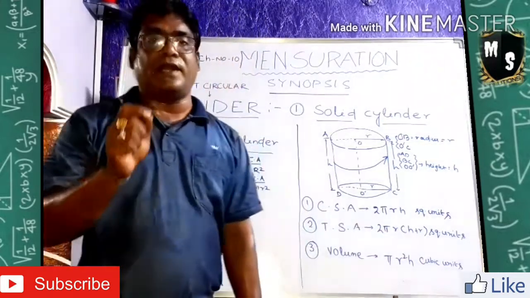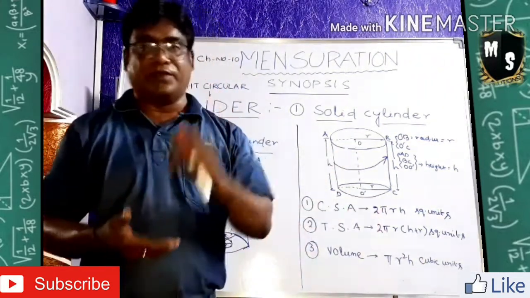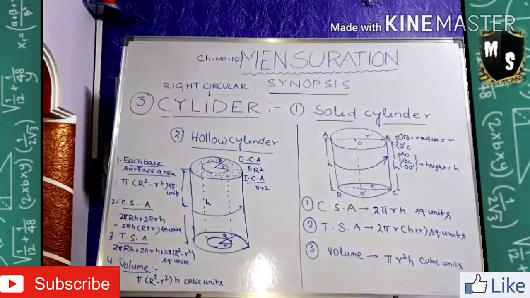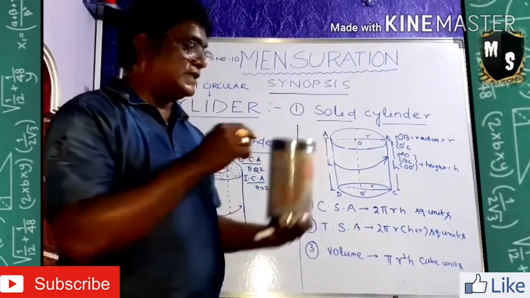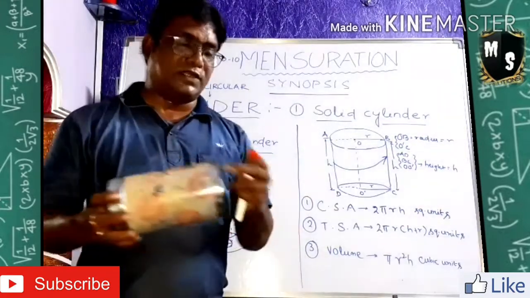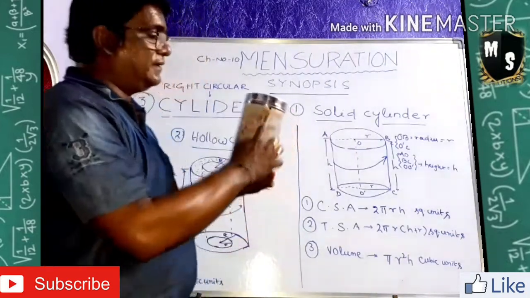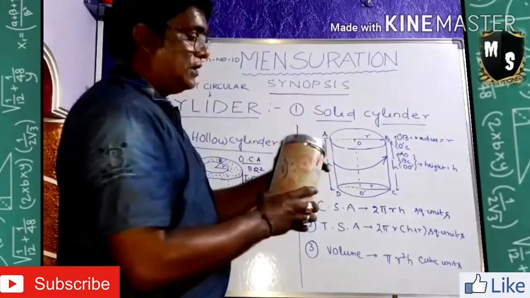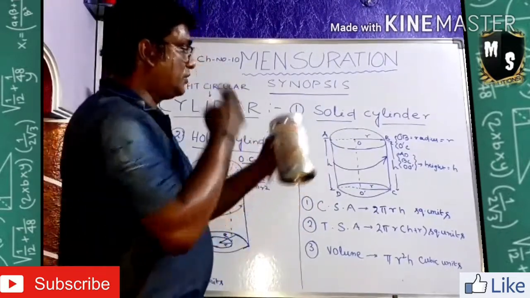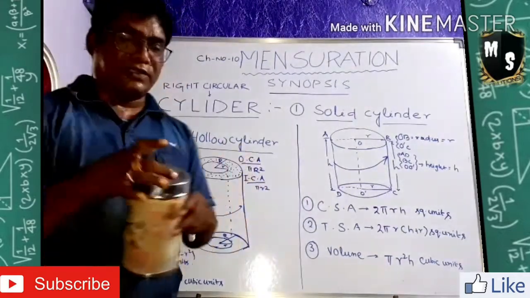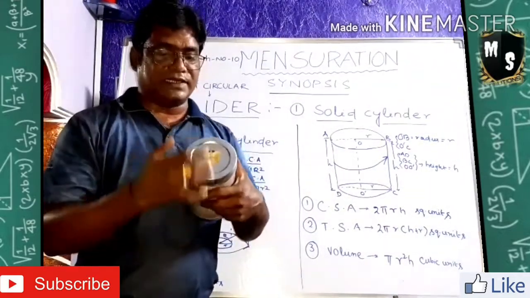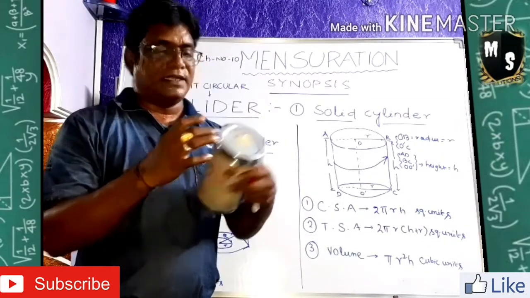I am showing you this cylinder by a figure. Now you can see I am showing a cylinder to you. It has a top circle, a bottom circle, and a height here, and this can be compared to a solid cylinder. Inside it is rigidly packed. The circle has a diameter here, and half of the diameter is the radius.